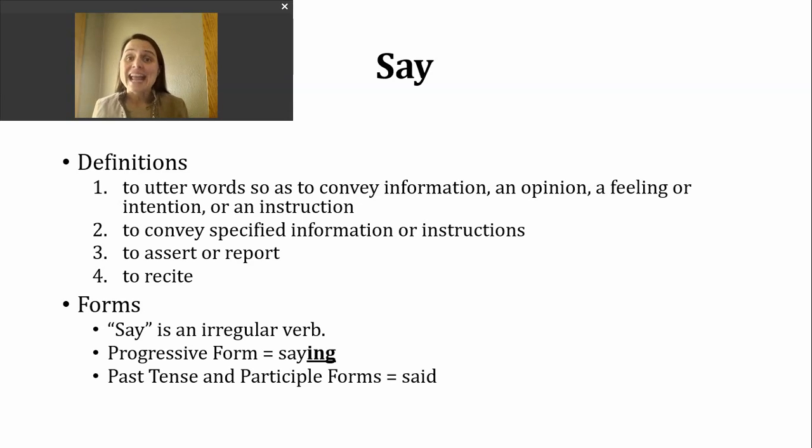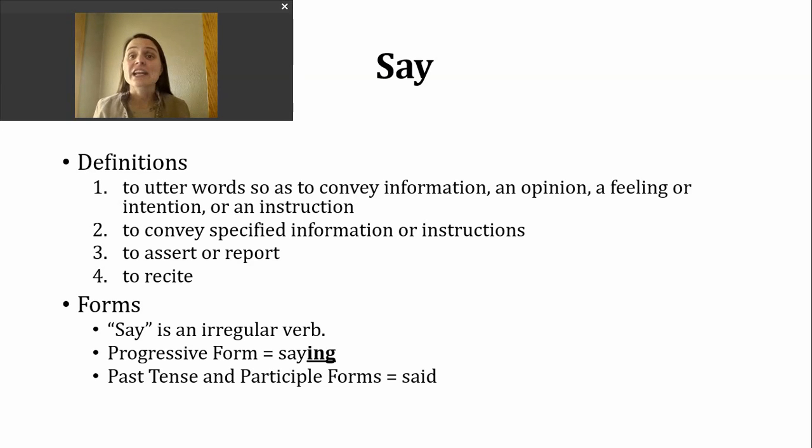Another way say gets used is to mean to assert or report. So sometimes this verb say is used to indicate that we're not completely certain that something happened, but we're reporting what others have shared. Another way say is used is to mean to recite. We'll see an example of that in one of the practice sentences later.